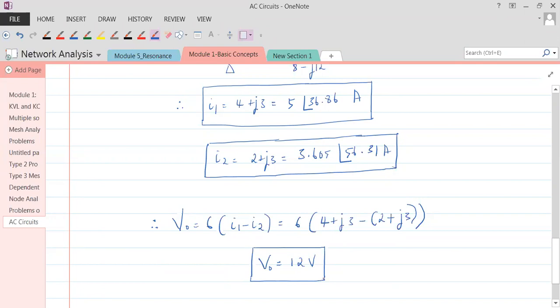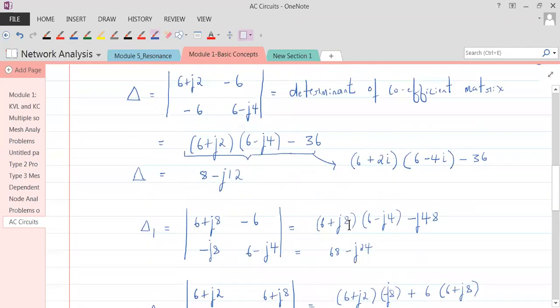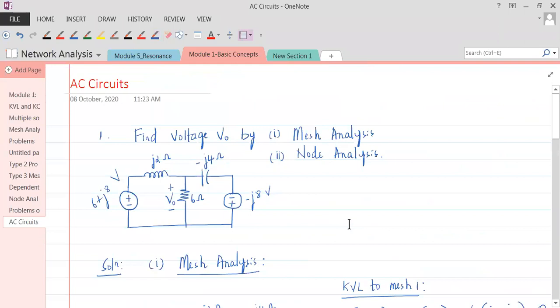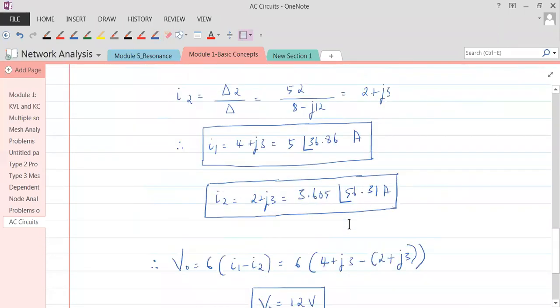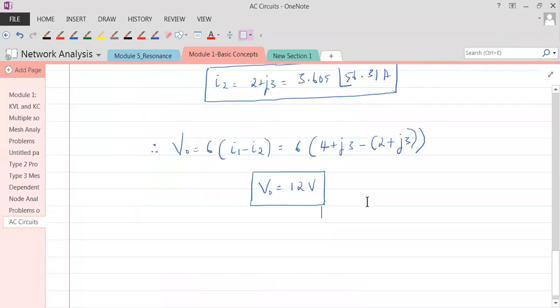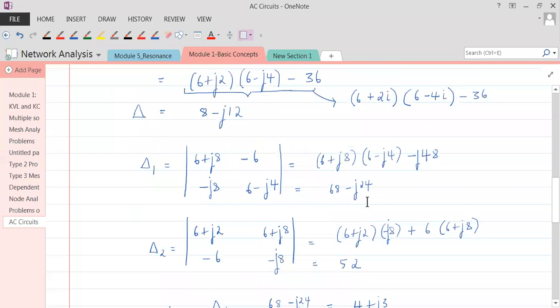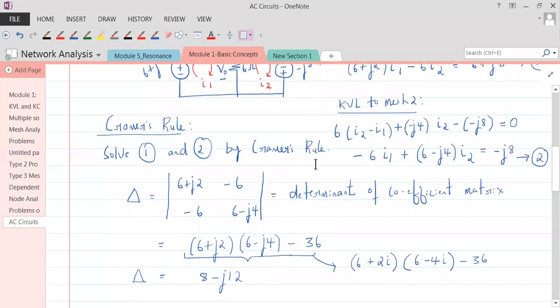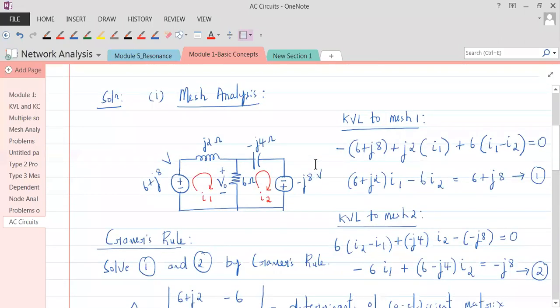Everybody get this point now? Okay, so this is how we solve the problems. This is very time consuming. If this were a DC circuit, we would have got the answer very fast. But since we have to follow Cramer's rule, it's a very time consuming problem. AC circuits are very time consuming problems.